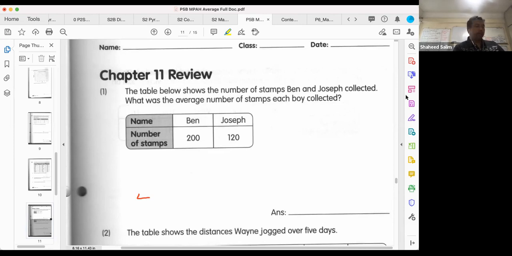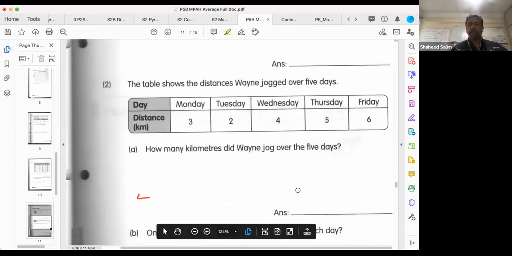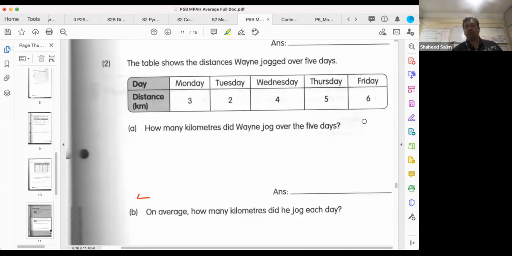You add both, then divide by 2. Yes, well done. 160. Okay, good. Here we go. We move on. This is like a revision. Revision. We jog for 5 days.